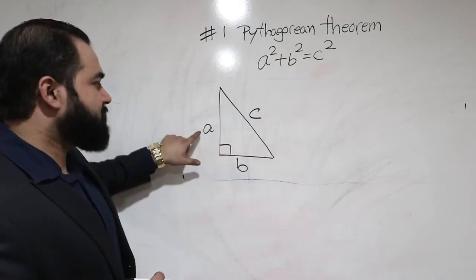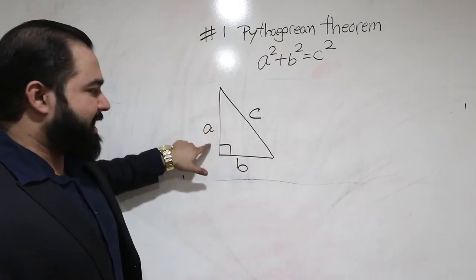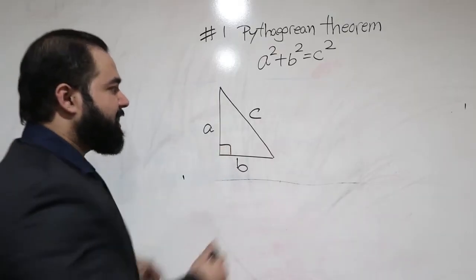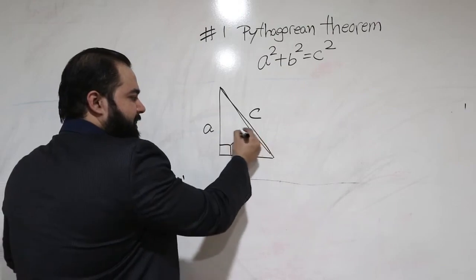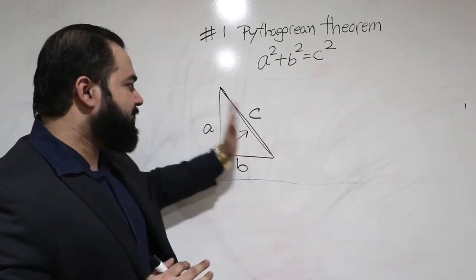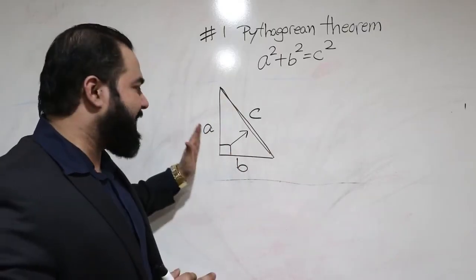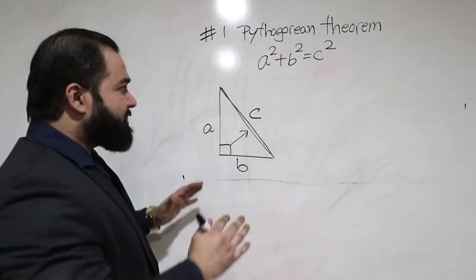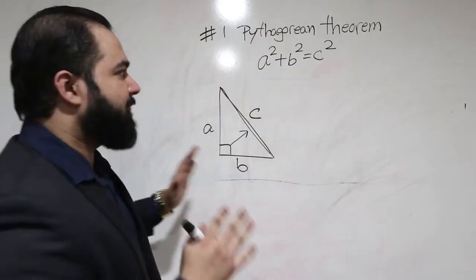So in a right triangle, one of the legs is called A, another one is B, and the line that is across from 90 degrees here, that's called the hypotenuse, and we're going to name it C. Very simple. The three sides of the triangle, we're going to name A, B, and C. So now let's see how to use this traditional Pythagorean theorem first.